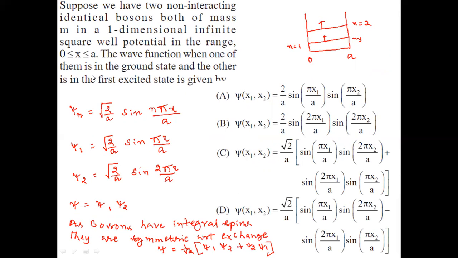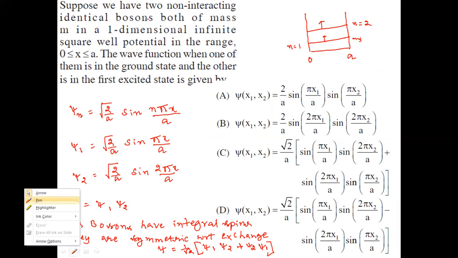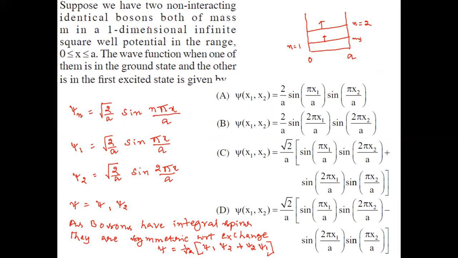So here is one more problem. Suppose we have two non-interacting identical bosons, both of mass m. We have two identical bosons of mass m in a one-dimensional infinite square well potential in the range 0 less than or equal to x less than a. The wave function when one of them is in the ground state and the other is in the excited state.